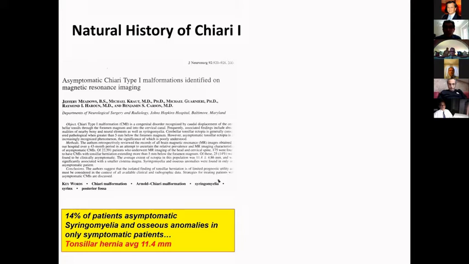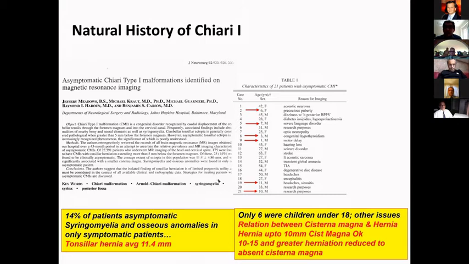But when I looked at the study in detail, I found that in this group of patients, only 6 were children under 18, so it is of less significance to pediatrics. The relationship that they identified in these patients was that if the hernia increases, then the cisterna magna becomes small. After 10 millimeters, from 10 to 15, there is a reduction in the cisterna magna, and after 15 millimeters, there is often absence of the cisterna magna. So there was a positive correspondence between these two anatomical features.